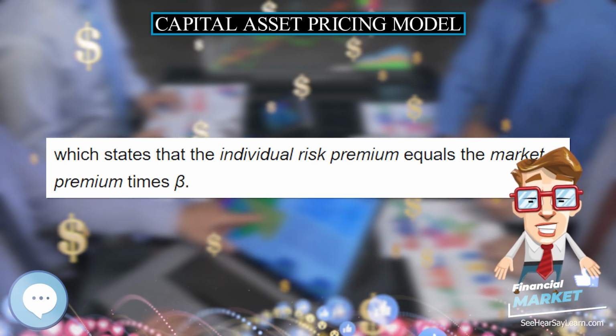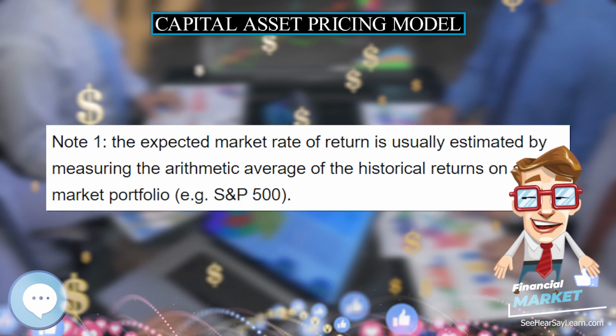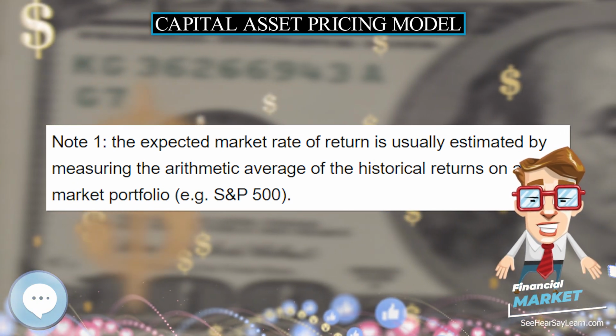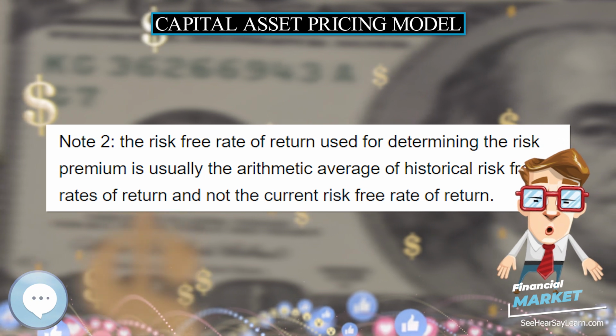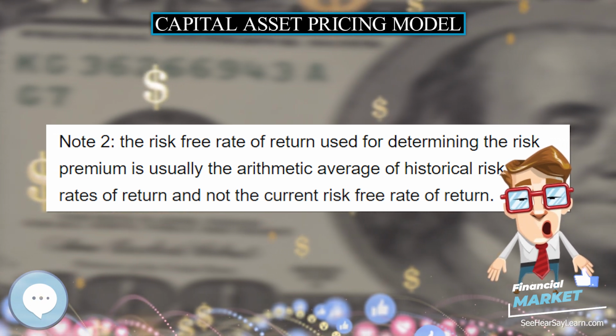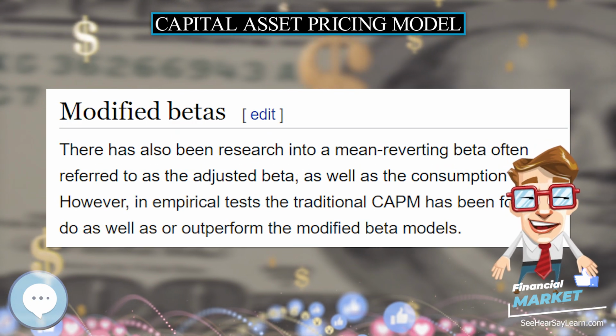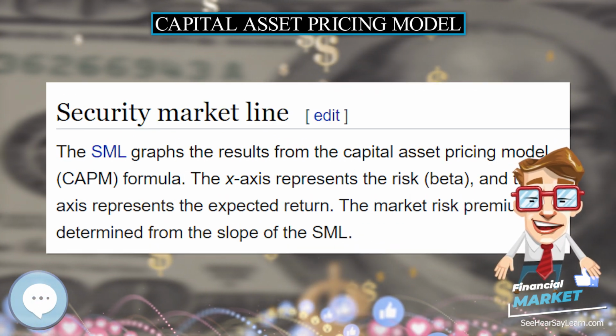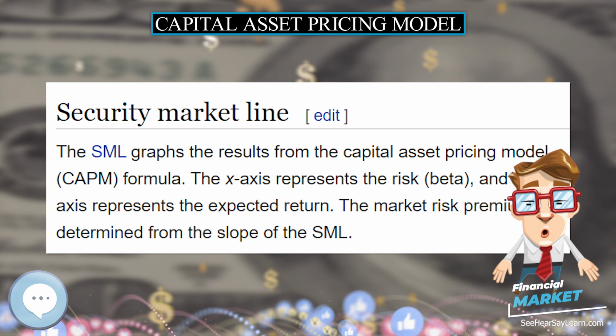If the security's expected return versus risk is plotted above the SML, it is undervalued since the investor can expect a greater return for the inherent risk. And a security plotted below the SML is overvalued since the investor would be accepting less return for the amount of risk assumed. Asset pricing.